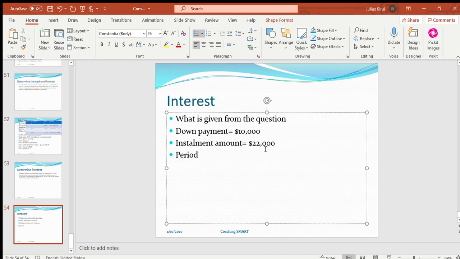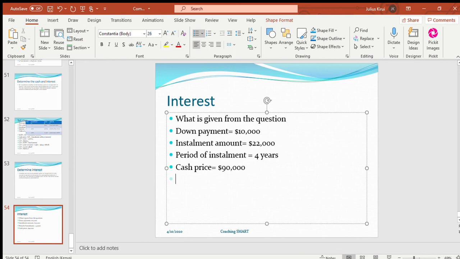It will take how many installments? Period of installment. How much is it? In dollars. Oh, in years. It's four years. Now, the cash price. $90,000 what? Dollars.